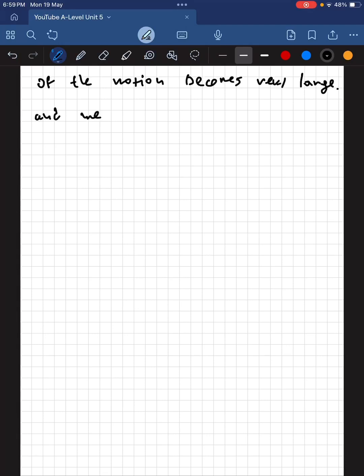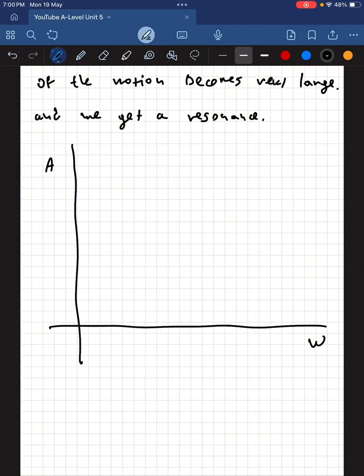And we get a resonance. Okay, this is what it's called. So to give you an idea, if we plot the amplitude of an oscillator with respect to the angular frequency, and if somewhere here is omega naught, the natural frequency of this said oscillator, then for frequencies below the natural frequency, the amplitude will increase steadily until we approach omega naught, in which case the amplitude theoretically gets infinite.